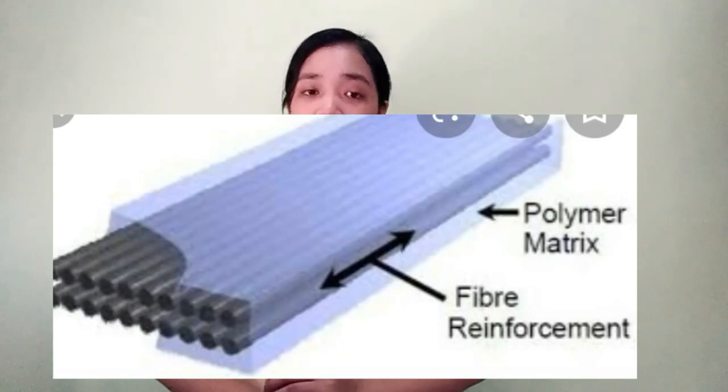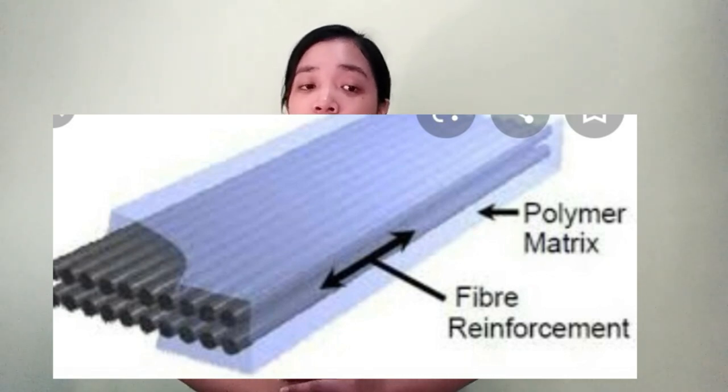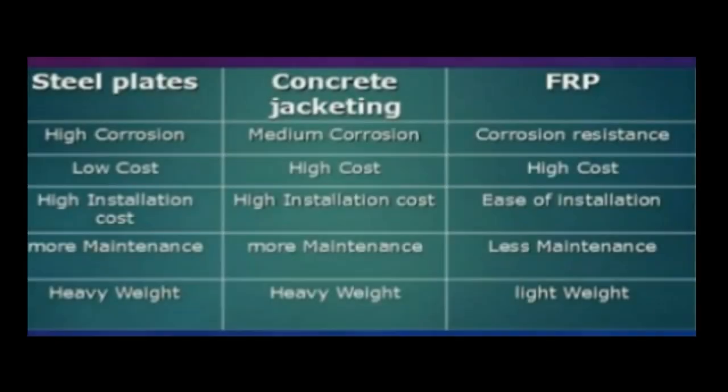Fiber-reinforced polymer wrapping. This composite material is a polymer reinforced with fiber. This fiber reinforcement will carry the loads along the length of the fiber and will provide strength and stiffness. The flat layer contains an arrangement of unidirectional fiber fabrics embedded within a thin layer of light polymer matrix material. The materials usually used are resins made of epoxy or polyesters and reinforcement fibers made of carbon and glass. Compared to other methods, FRP has corrosion resistance, high cost, ease of installation, less maintenance, and light weight.